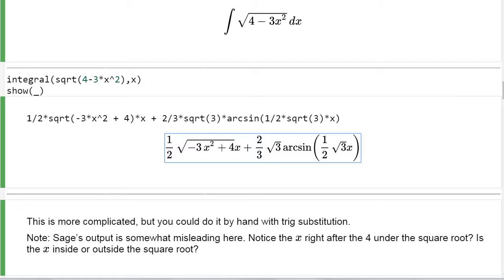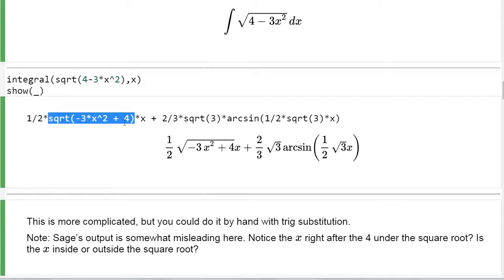Be careful reading Sage's output here. This little x right by the 4. Notice that the square root symbol stops right at the 4, so the x is actually outside the square root. You can see that clearly up here in this original output. There's the square root. The square root closes right after the 4, times x is outside. Now personally, if I were going to write this by hand, I would put the x in front of the square root so that there's no possible confusion. So just be careful with that.